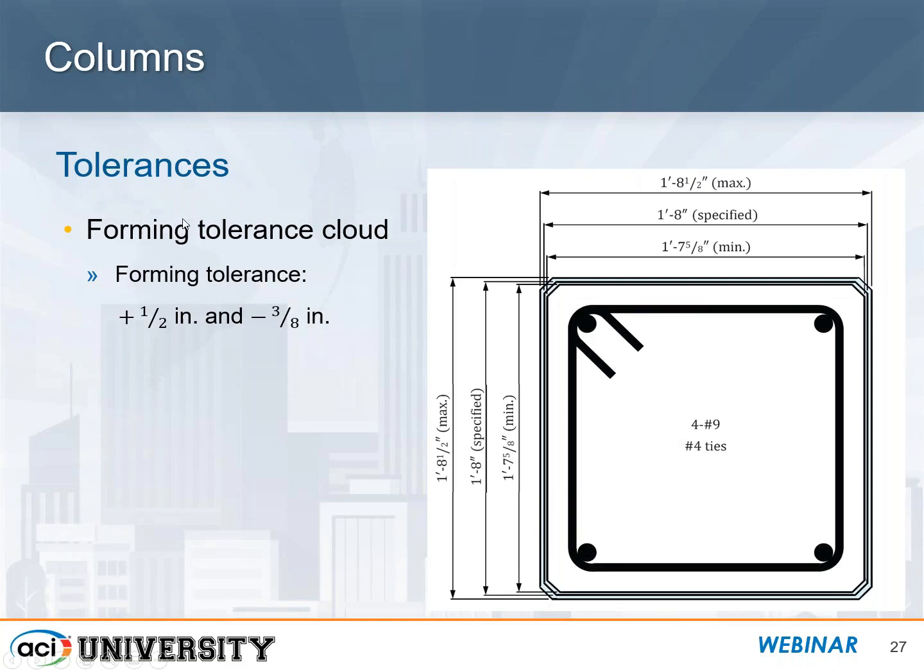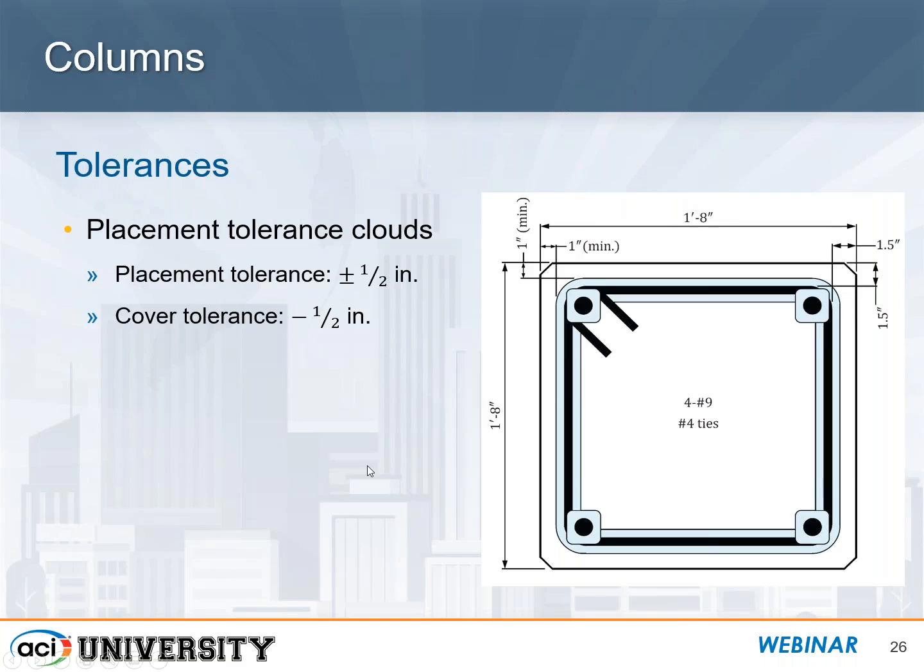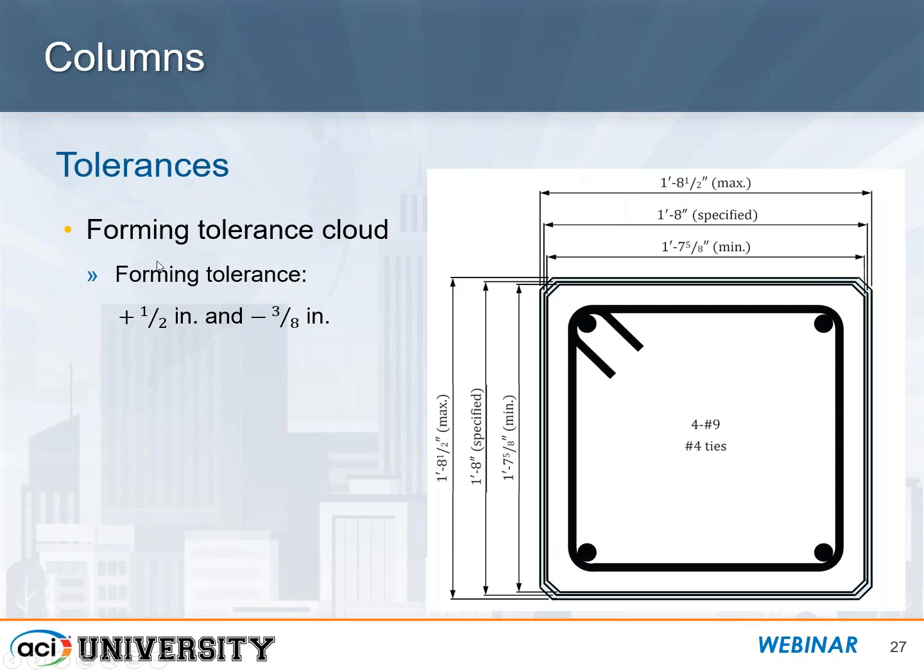So when we take a look at our placement tolerances, then we'd like to take a look at our forming tolerances. If you go to ACI 117, for the actual size of the column the permissible tolerance is plus a ½ inch and minus 3/8 of an inch. So if I specified 1'8" for this column, it could be as much as 1'8 1/2" or as small as 1'7 5/8" and be within the allowable tolerances that are given in ACI 117.